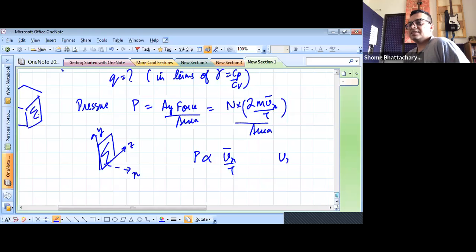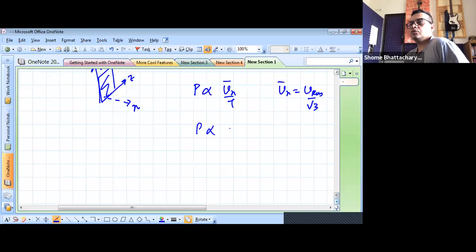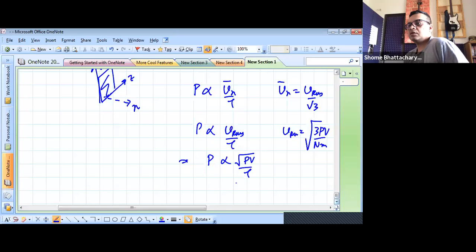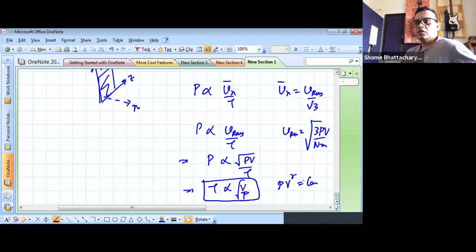Okay. And Vx average, as you know, is Vrms by root 3. Okay. So P is proportional to Vrms by tau. Now Vrms itself we can express as the square root of 3PV divided by total mass. Okay. You can say this is proportional to the square root of PV divided by tau. So that means tau is proportional to the square root of V by P, and your PV to the power gamma is constant. So that's how you get the relation. So now replace pressure in terms of gamma, okay. And that's how you can get the relationship between volume and the average time of collisions. Okay, so hope that is clear, Kritika.